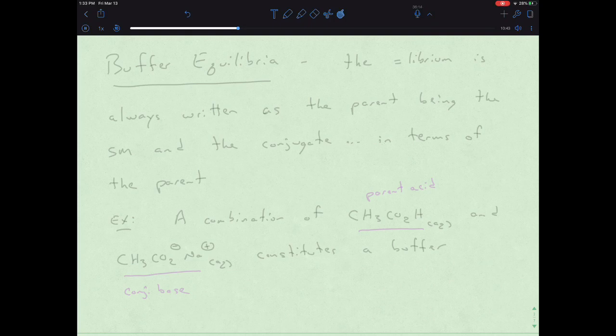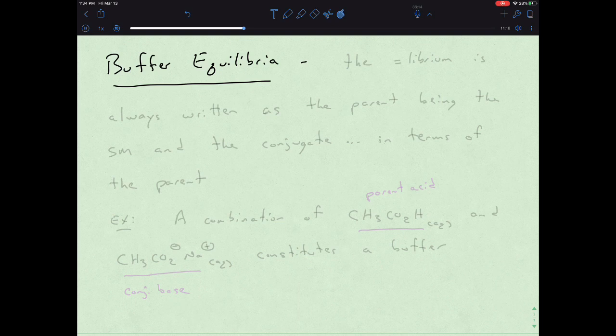So how do we look at buffer equilibria? So far from chapter 16, we've always written our equilibrium reaction in terms of what we are starting with initially. But here, now we're starting with two things initially. So how does that affect our setup of the equilibrium reaction?